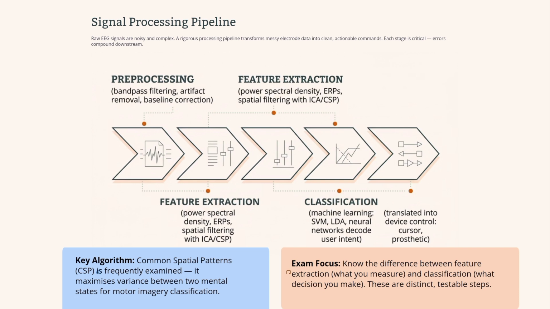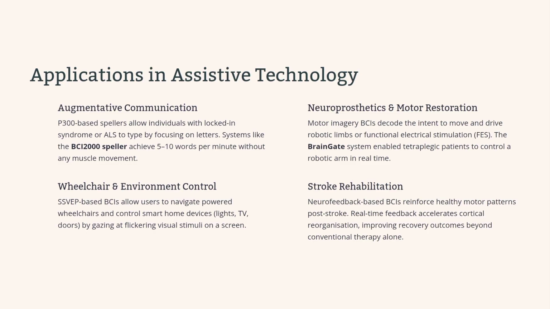The next one is applications of BCIs. First is communication. A patient who cannot speak or move can type using a BCI just by focusing on letters on a screen. And second one, wheelchair and home control. Using brain signals, a person can move a chair or even control lights and TV.